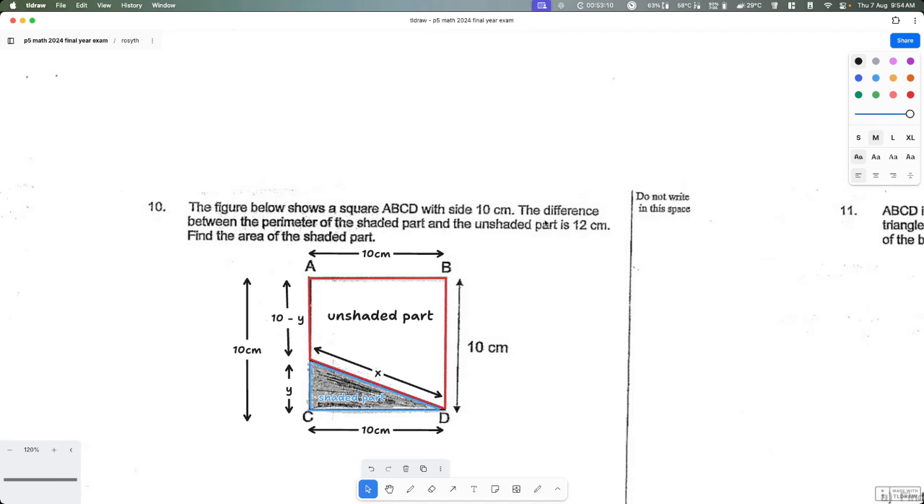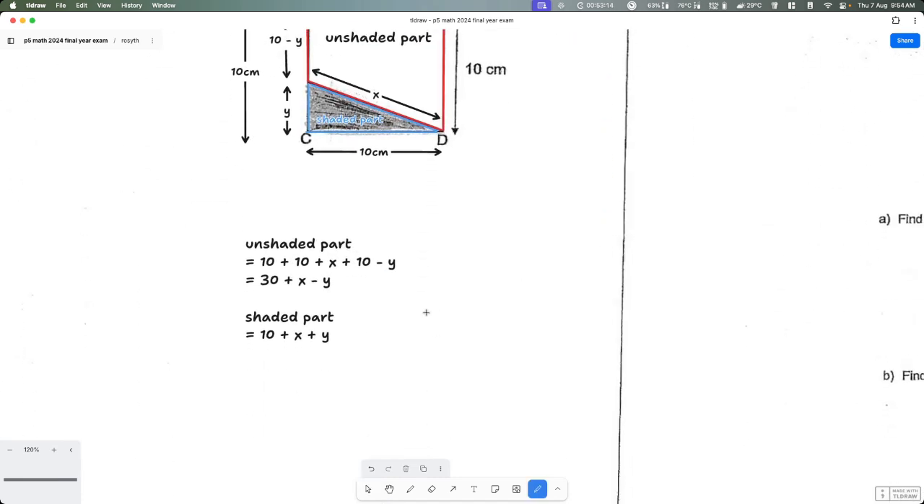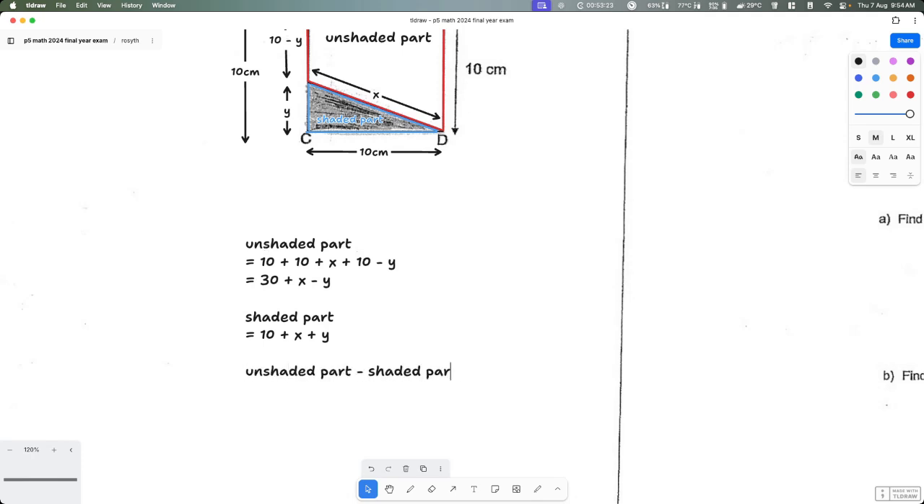So we also know the difference, right? The difference, the perimeter of the shaded part and unshaded part is 12 centimeters. Okay, so obviously the unshaded part is bigger. So unshaded part minus shaded part is equal to 12. Then we can swap in, right? So unshaded 30 plus x minus y, bracket, and then minus the shaded part, right? So in this case, bracket the 10 plus x plus y equal to 12.